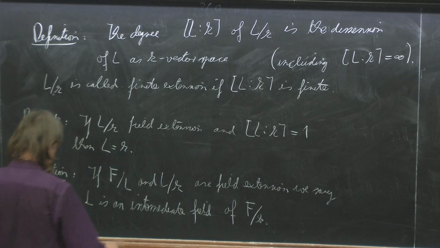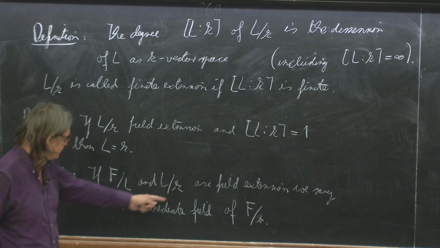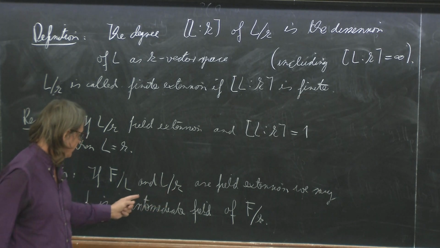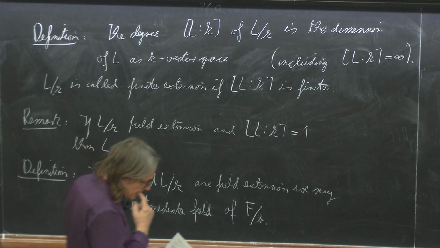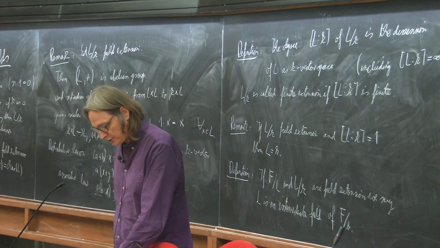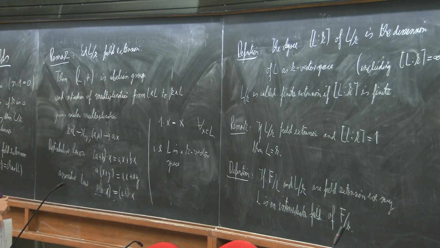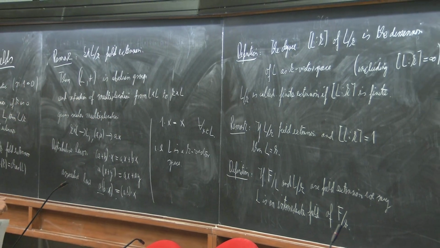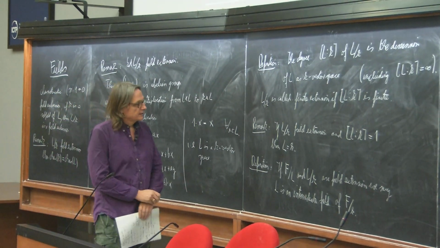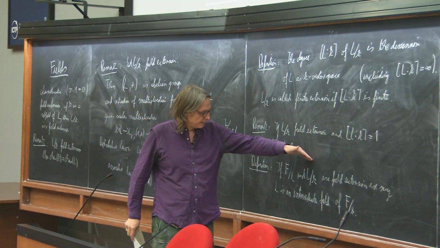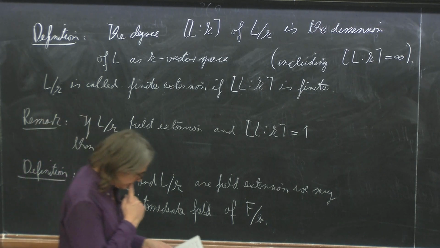Because obviously, if this is a field extension and this is a field extension, then also this is a field extension. It just means that K is a subfield of L, L is a subfield of F. So this is this definition. Now, as I said, we want to see how this degree behaves for intermediate fields. And it's very simple. If you do one field extension after the other, the degree multiplies.